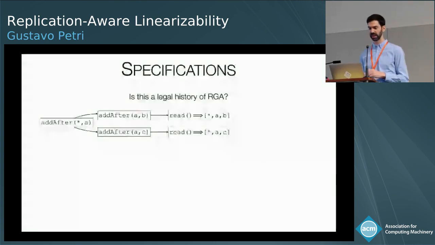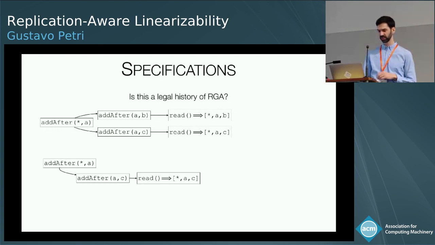So let's now modify the example a little bit, and let's do a read after each add after operation. Because on the top replica, C is not seen, we get star A B, and on the bottom replica, we get star A C. So let's try to explain this. We can start just as we did before. Let's take the bottom branch. We add C, then we read, we get A C.